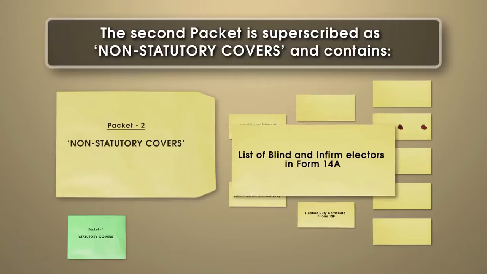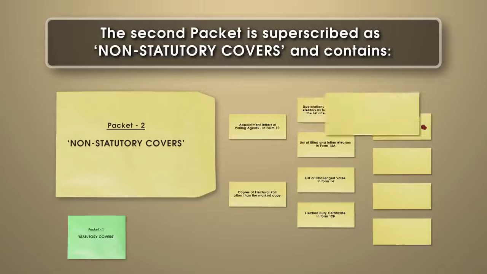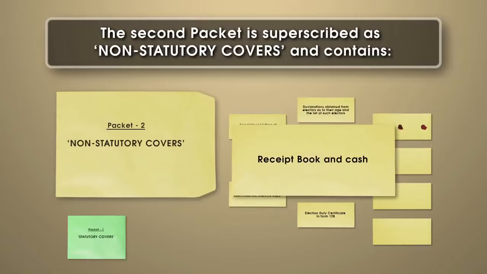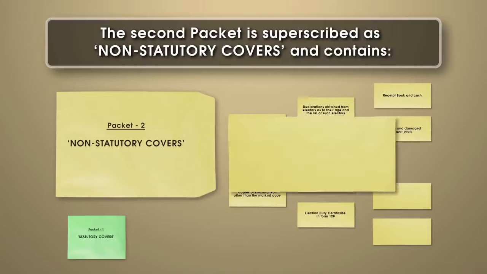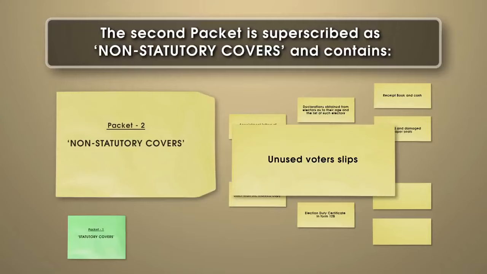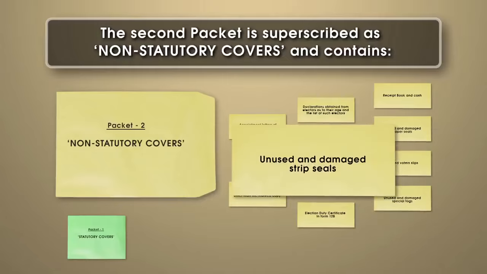The cover containing list of blind and infirm electors in Form 14A and the declarations of their companions. The cover containing declarations obtained from electors as to their age and the list of such electors. The cover containing receipt book and cash, if any, on account of challenged votes. The cover containing unused and damaged paper seals, if any, this also ought to be sealed. The cover containing unused voters' slips. The cover containing unused and damaged special tags. The cover containing unused and damaged strip seals.